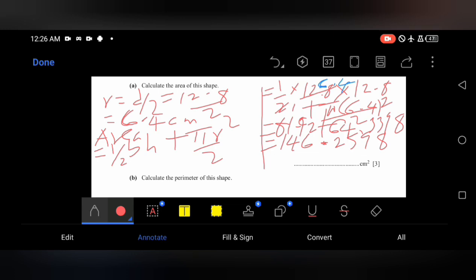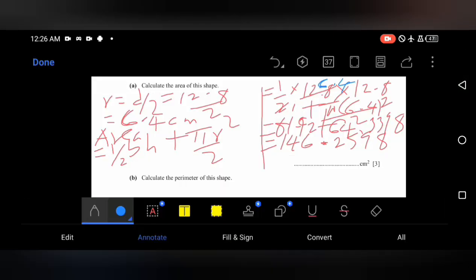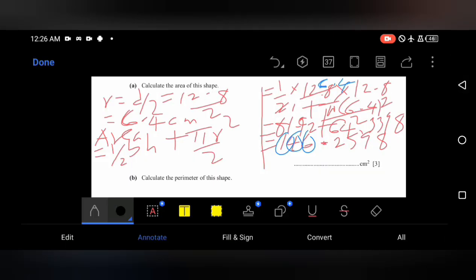Let's leave our answer in 3 significant figures, and that will be approximately 146, because looking at 3 significant figures from the left, we have 1, 2, 3. Looking at the next number after the 6, regardless of the point, it is 2, which is not up to 5. So the answer is going to be equal to 146 approximately. That is the solution to question 7a.